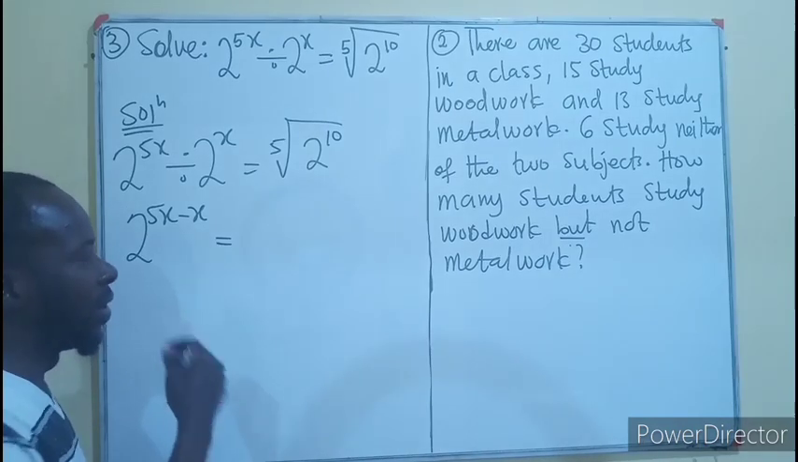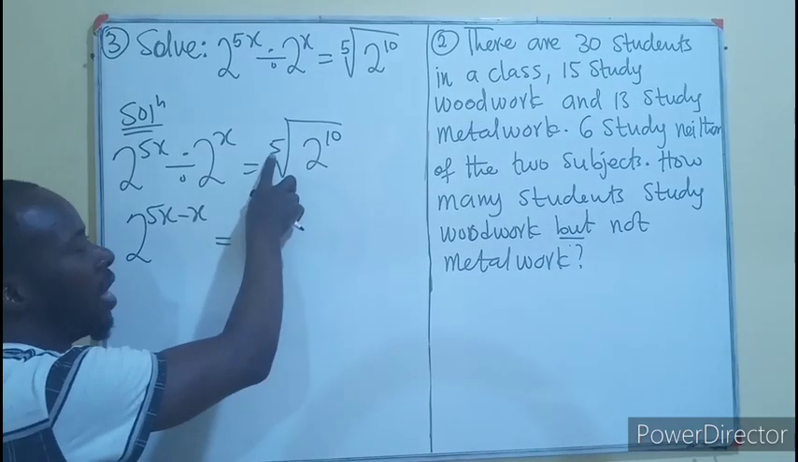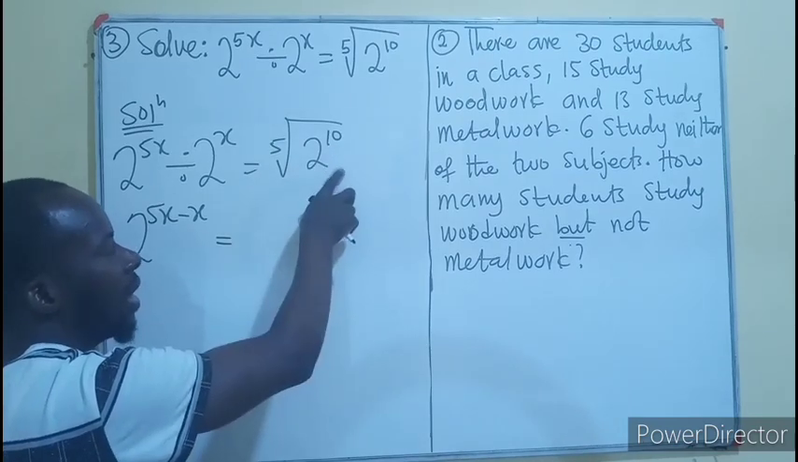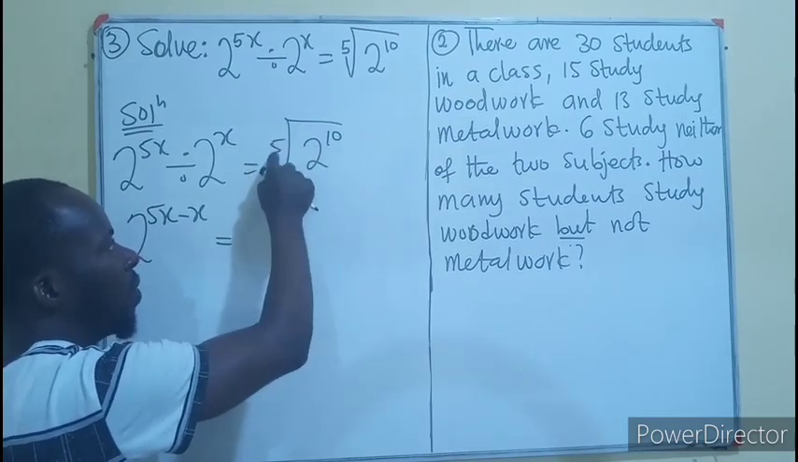And also, one property of indices is that if I have a fifth root of a number, it becomes an exponent of 1 over 5.